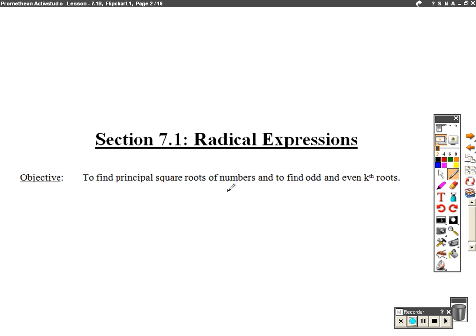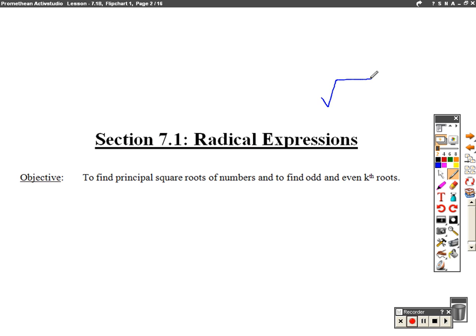Okay, today we're going to move into Chapter 7, Section 1 on radical expressions. This entire chapter is on radicals, which you may formerly know as square roots. We're going to talk about square roots, cube roots, fourth roots, and so on. And we'll get into much stuff with that.